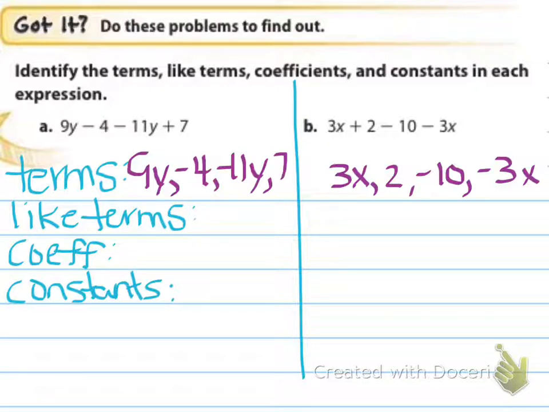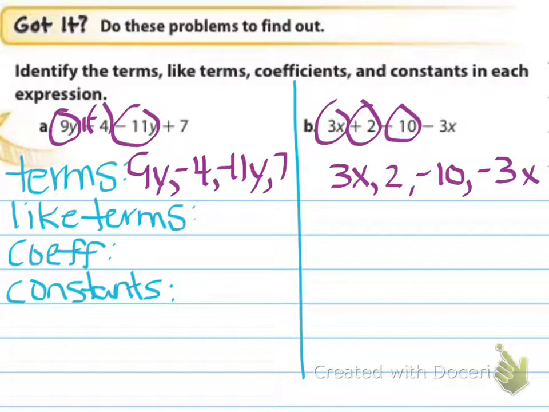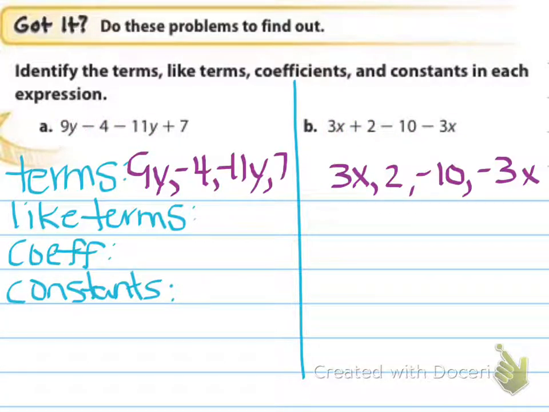So the terms, of course, are just each of the sections separated by a plus or minus sign. So we have our 9y, we have our plus and negative 4, so we're going to say negative 4 is another one, negative 11y, and then positive 7. And then for the next one we've got 3x, 2, negative 10, and negative 3x. So those are the terms for both A and B.